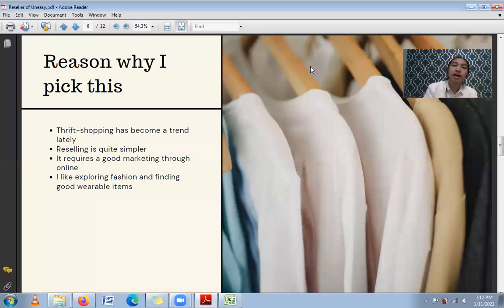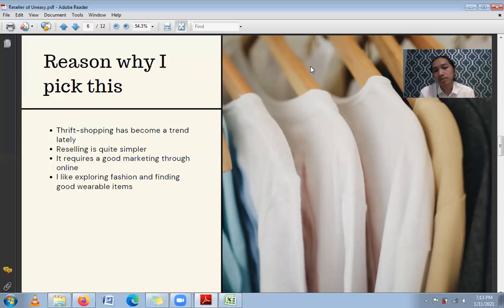Next up, we have my reason for picking this business. It's basically because thrift shopping has become a trend lately. As you may all know, there are a lot of thrift shops. If you look at Instagram, Facebook, or a lot of online shop platforms, people tend to do this kind of business because it's practically easy and cheap, and it could get more attention for people who are interested in this kind of circles.